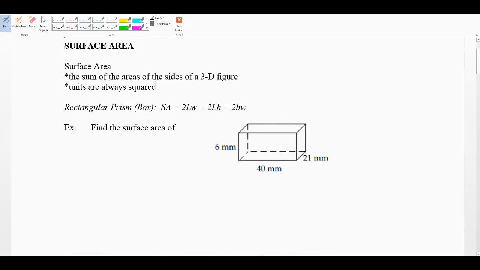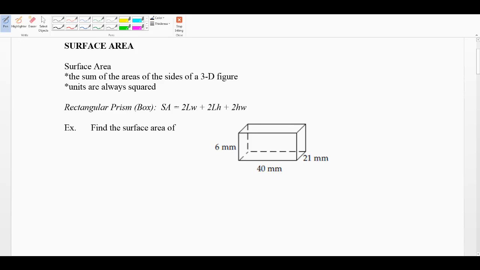Surface area. Anytime you see surface area, it just means you're going to find the area of the sides of a three-dimensional figure, or the area of a sphere around a ball, for example. We're just going to do basic examples, not anything that involves slants or slant height, just basic ones. So let's start with the rectangular prism, better known as a box.